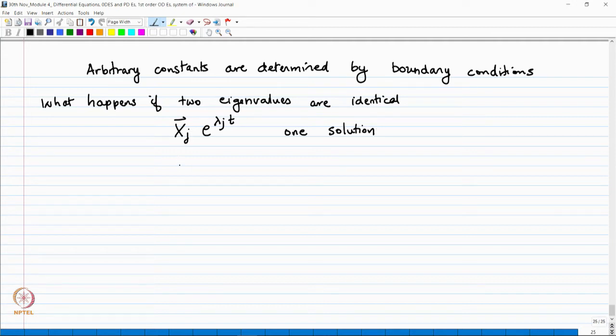The other solution you can write in this form: x j e raised to lambda j t times (C 1 plus C 2 t). So, C 1 and C 2 are scalars.